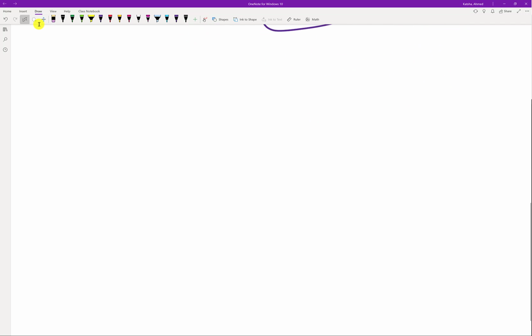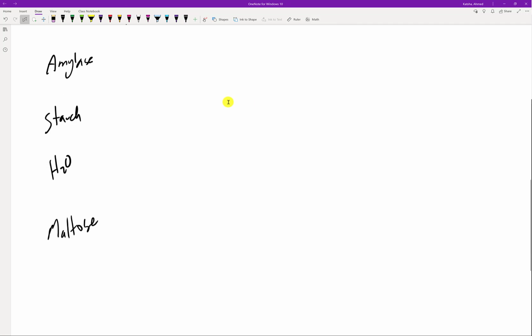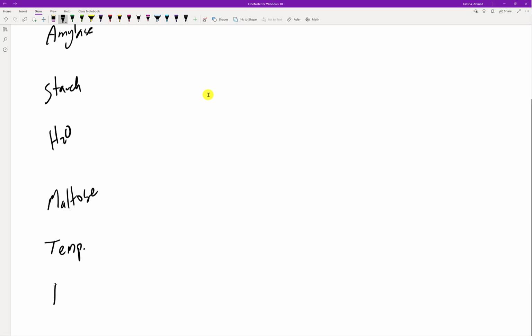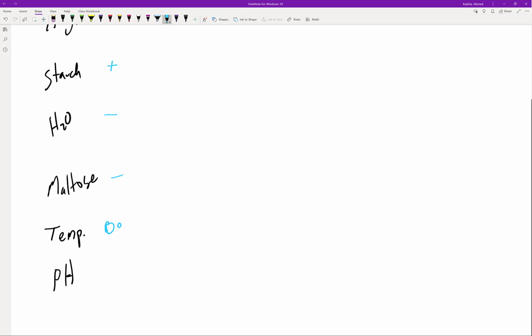You had several tubes. So let's see what was going on with these different tubes. We had 8 tubes. In each tube, we had a different mix of substances. We had amylase, we had starch, and we used water, the deionized water. Also, we used maltose. We also looked at the temperature and the pH. We changed the temperature sometimes, and we sometimes changed the pH. The first tube has amylase and starch. It did not get any water. It did not get any maltose. The temperature was boiled and the pH was 7. So this was the first tube.